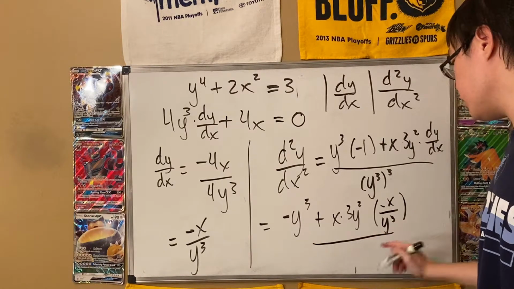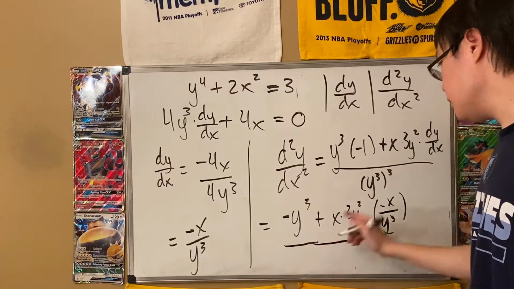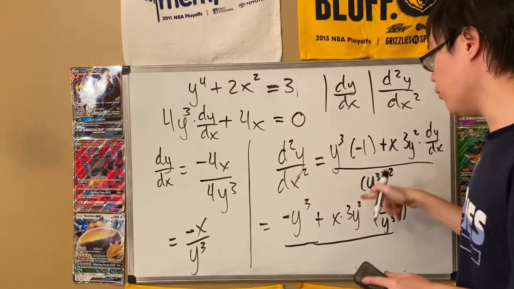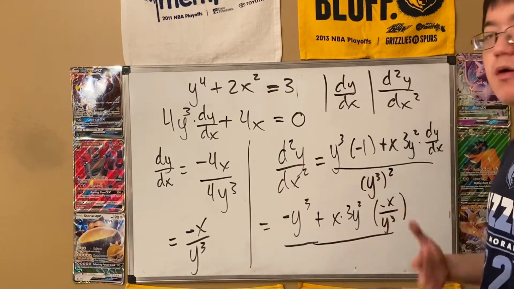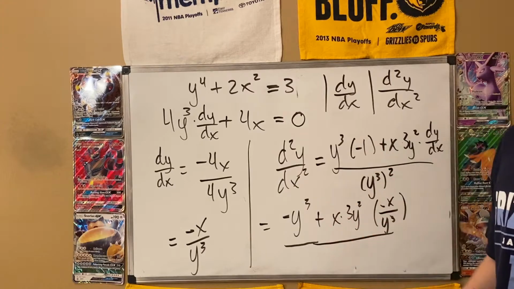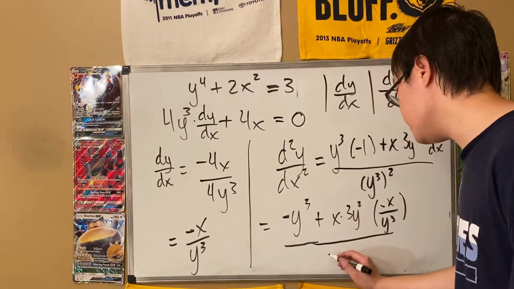And then finally, we're going to divide everything. Keep in mind that this is not 3 cubed, it's 3 squared because of low, y cubed squared. So keep in mind that y cubed squared isn't y to the 5th. That exponent rule is you multiply the powers. So on the bottom, it's going to be y to the 6th.